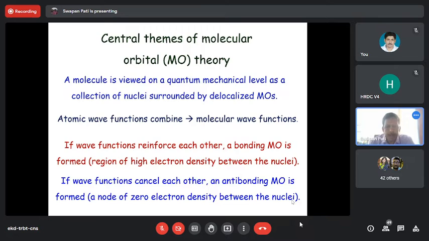All of you, please listen to this one, that the wave functions reinforce each other. A bonding MO is formed, region of high electron density between the nuclei. That means they share electrons. That means both are electronegative ions, electrons, and they come closer. Remember, the interaction is 1 by r, e square by r. So r becomes 0, e square by r becomes infinite interactions. How it gives stability, I will ask you, we'll discuss at the end.